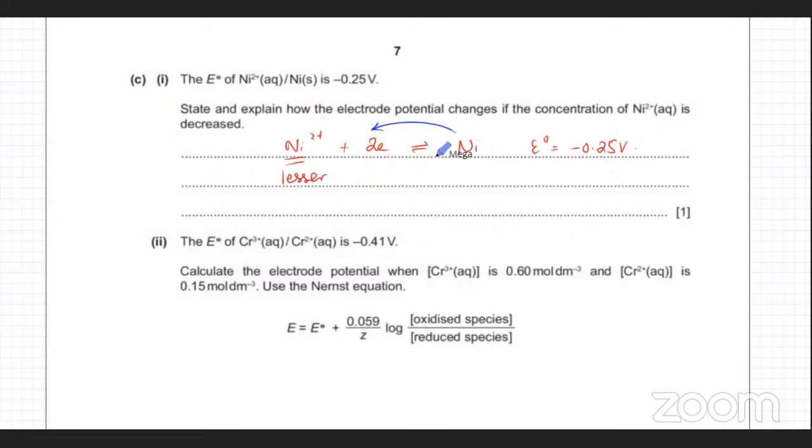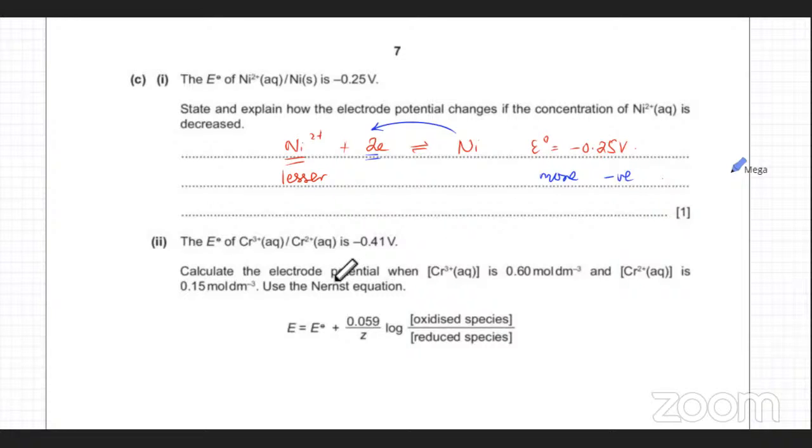According to Le Chatelier's principle, if nickel 2 plus concentration decreases, then it's going to try and increase it. It's going to do the opposite. And when the equilibrium shifts to the left, it produces more electrons. So the potential becomes more negative. Is that clear? That the electrode would start to make more electrons, and the electrode would be more negative in this case. So is this clear? Yes.